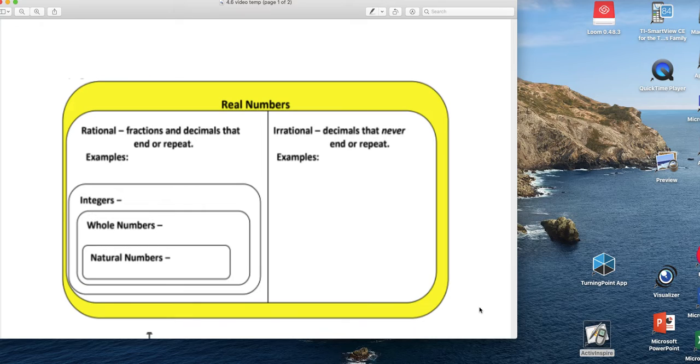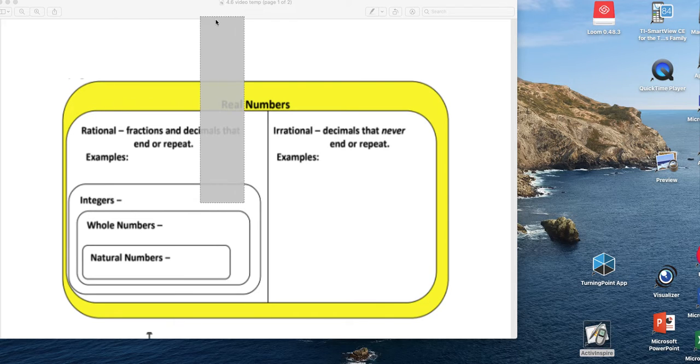All the numbers that we know so far in algebra are real numbers. They break down into two things. Within real numbers, they are either rational or irrational. An irrational number is easy. They're the small set. They're decimals that never end or repeat.